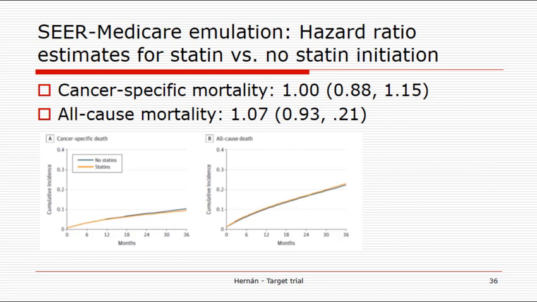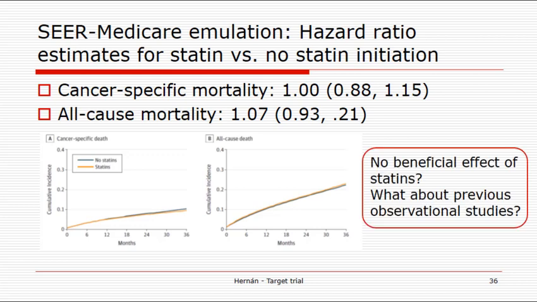So we use this data to emulate a target trial that I described, and I'm jumping to the results. There's a lot of work between the last slide and this one that I'm showing. And we found that the cumulative incidence of mortality in the statins and non-statins group were essentially the same. When you look at total mortality or cancer-specific mortality, really no difference at all, which is in contrast with what previous observational studies have found.